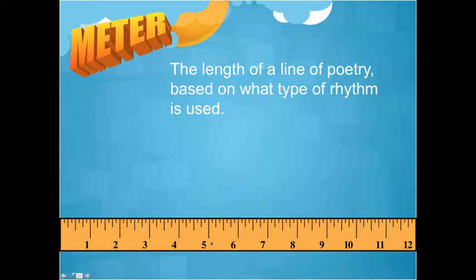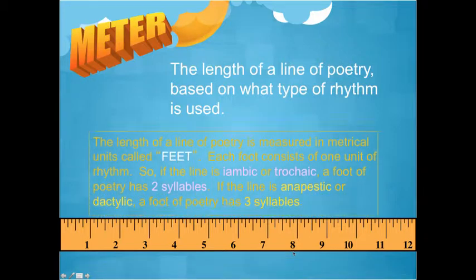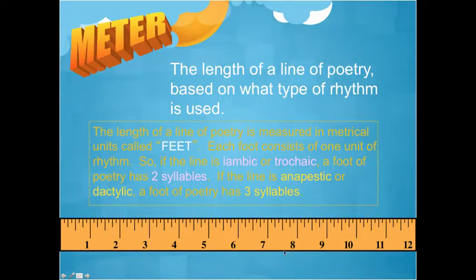Meter. Talk briefly about meter. Meter is the length of a line of poetry based on what type of rhythm is used. The length of a line of poetry is measured in metrical units called feet. If you want to take a minute and pause, that's fine. You can go ahead and do so.